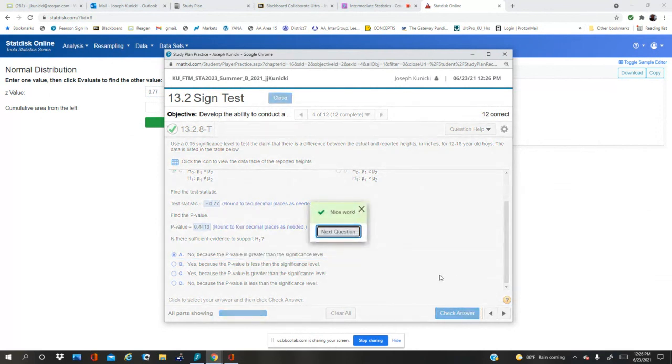Okay, so that is question 13.2.8. For some reason, StatCrunch just doesn't help us, and that's the way it is.